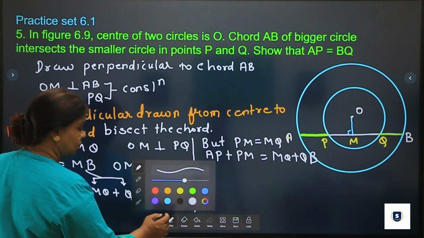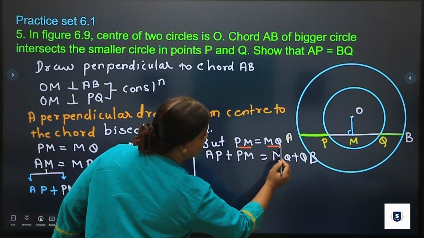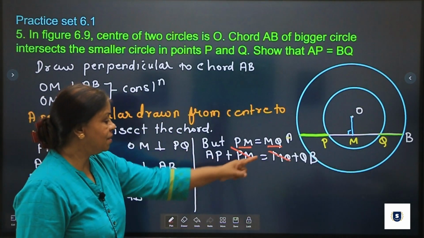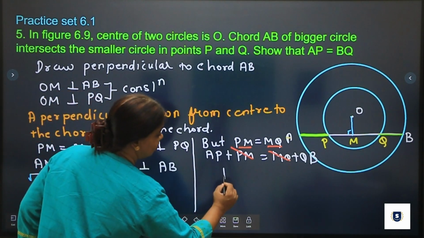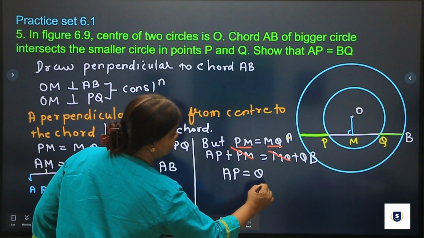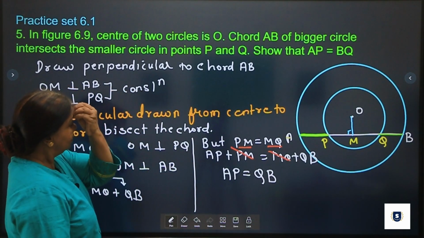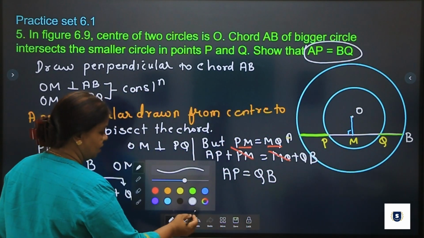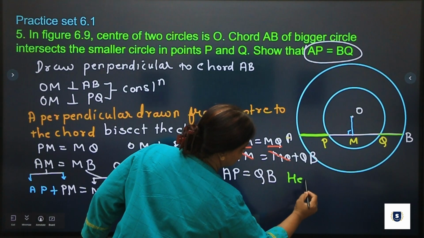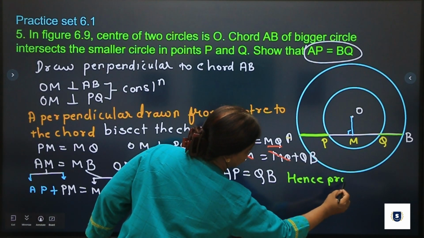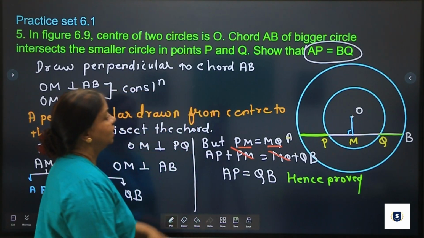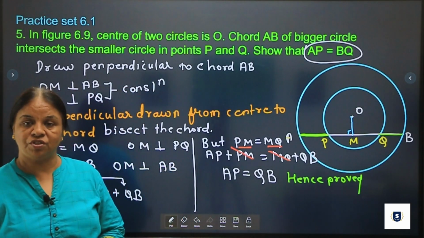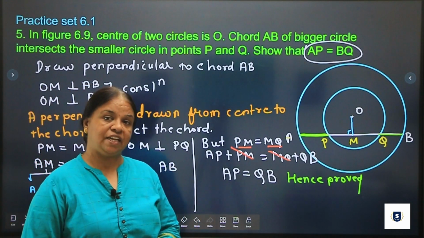But we know PM is equal to MQ. So we can cancel PM and MQ. Clear? We can cancel PM and MQ. So what will be left? AP is equal to QB. And that is what we wanted to prove. Hence proved. At the end we can say hence proved that AP is equal to BQ. So you can pause the video children and you can solve the sum. Let's move to the next question.